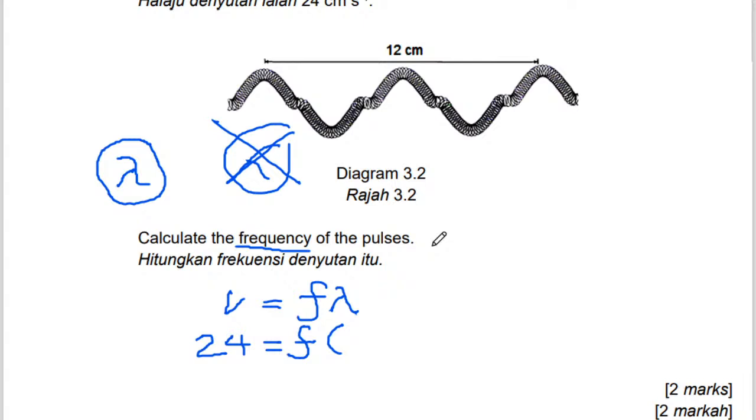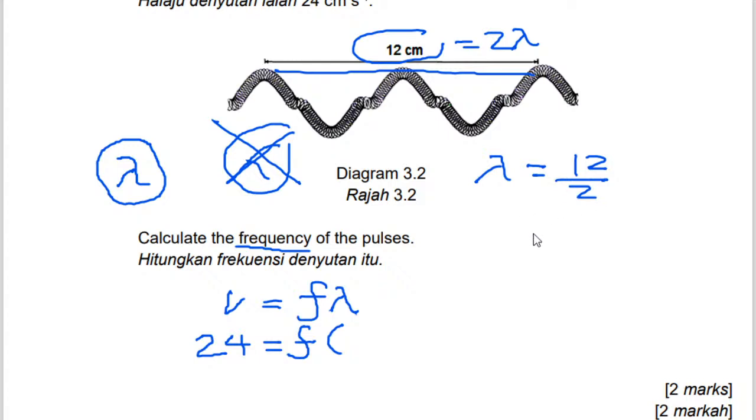So here, this 12 cm is actually 2 lambda. Kan? Crest to crest is 1 lambda, and then another one, so this is 2 lambda. Alright, so lambda will be sama dengan 12 divided by 2, so you get 6. Okay, you can write here 12 divided by 2 pun boleh, ataupun you write lambda berasingan like this also can. You solve it. So this will be 1 mark here. And then your final answer, 24 divided by 6, it will be 4.